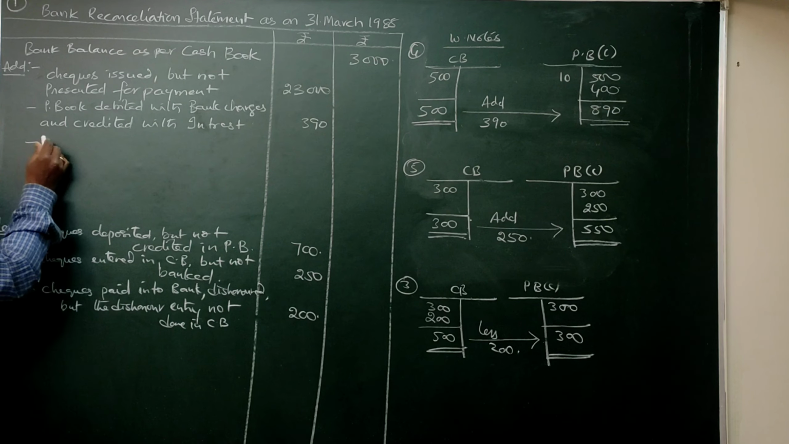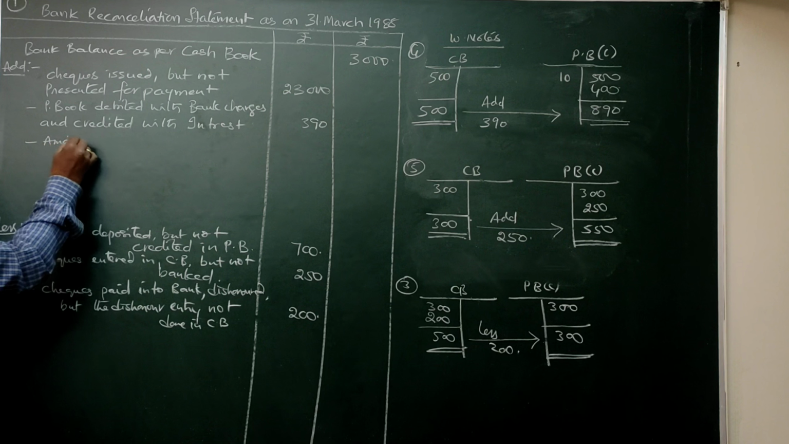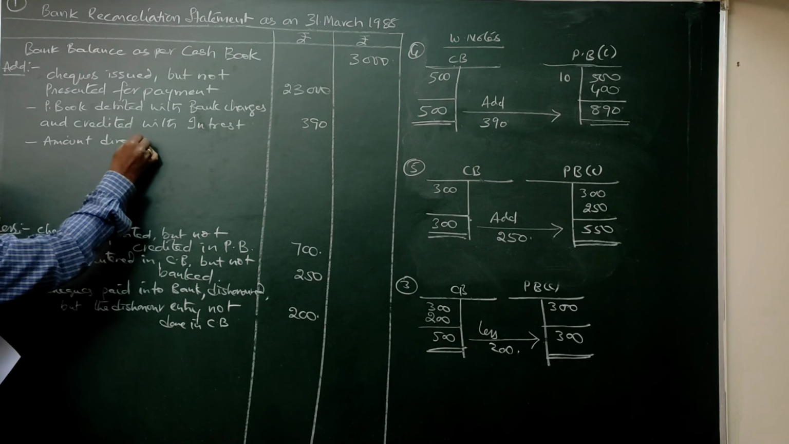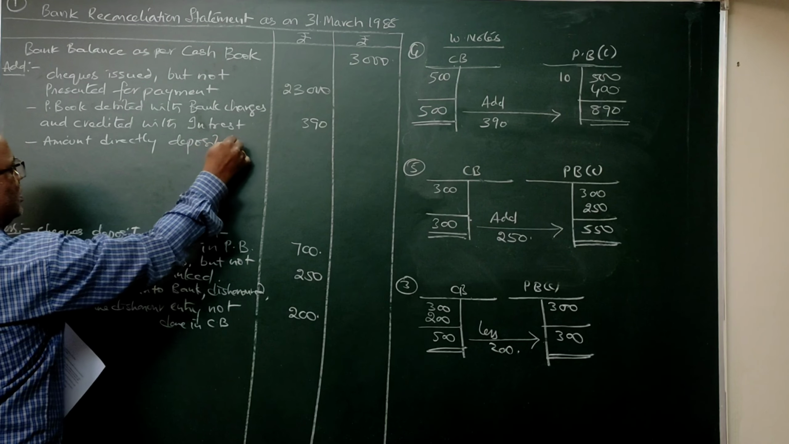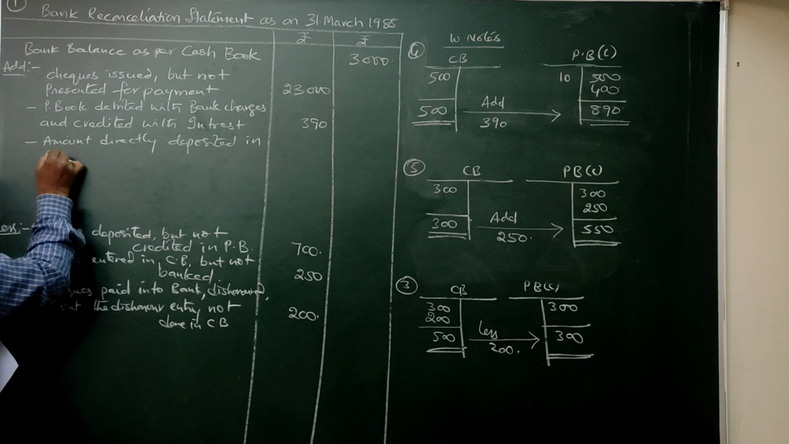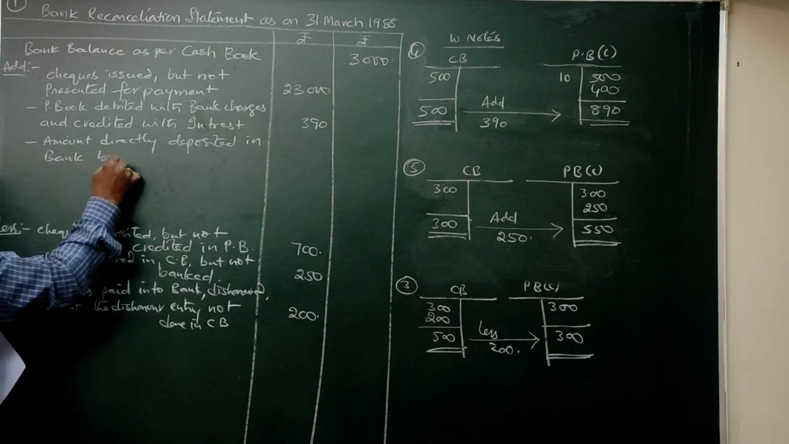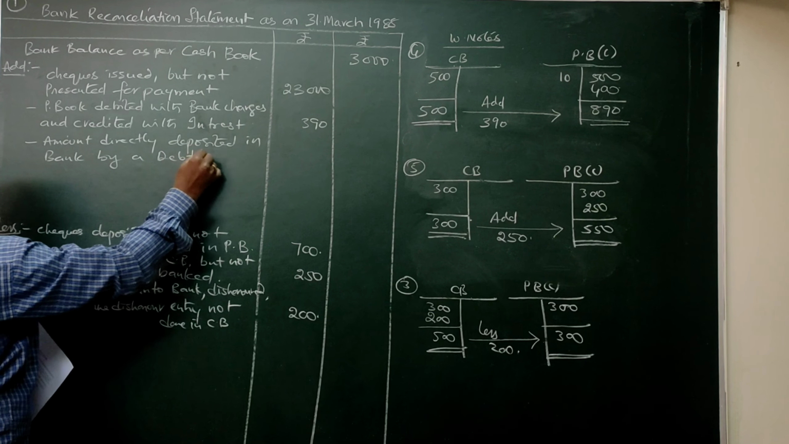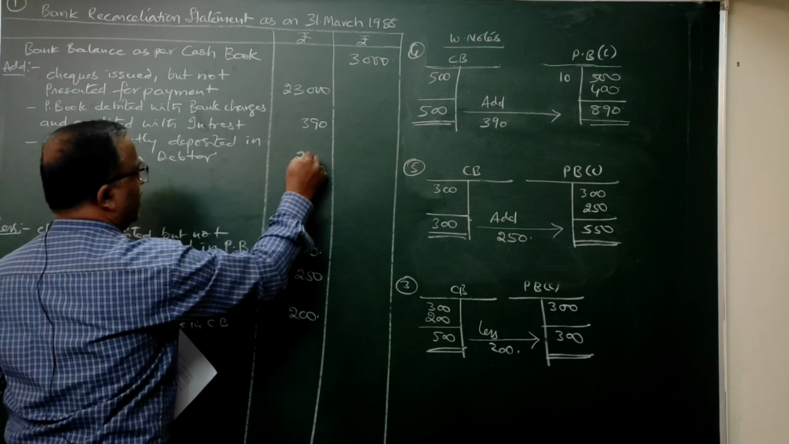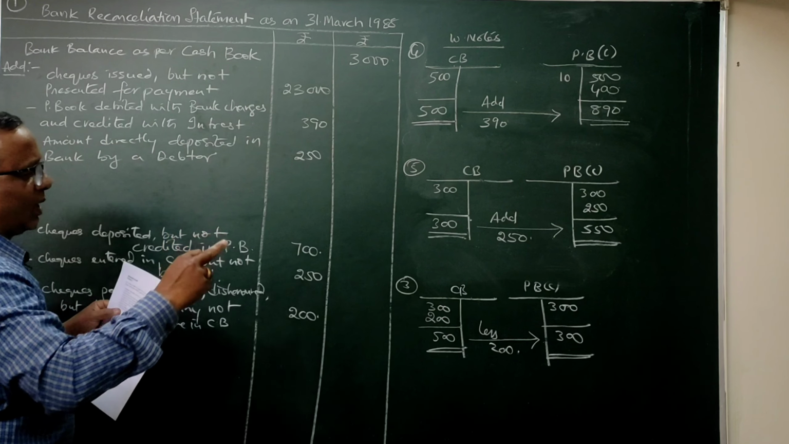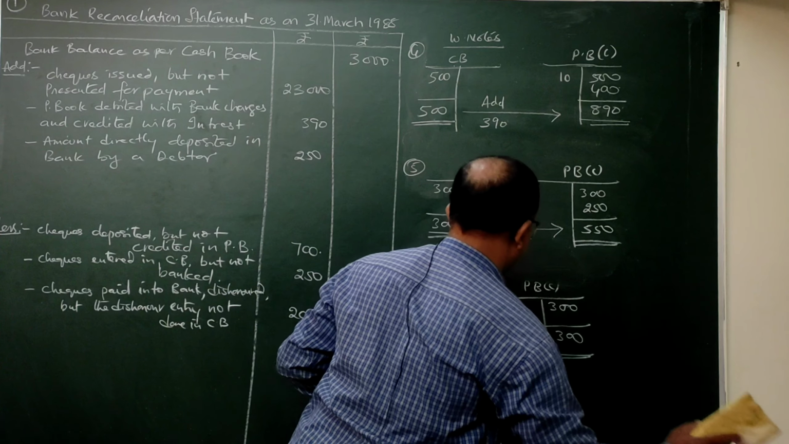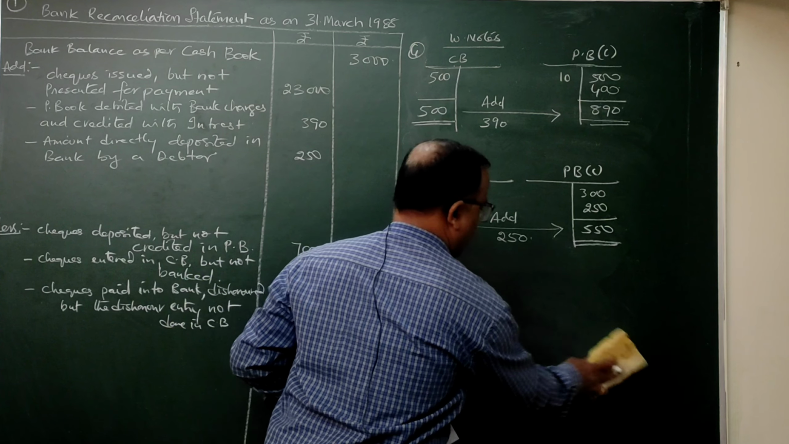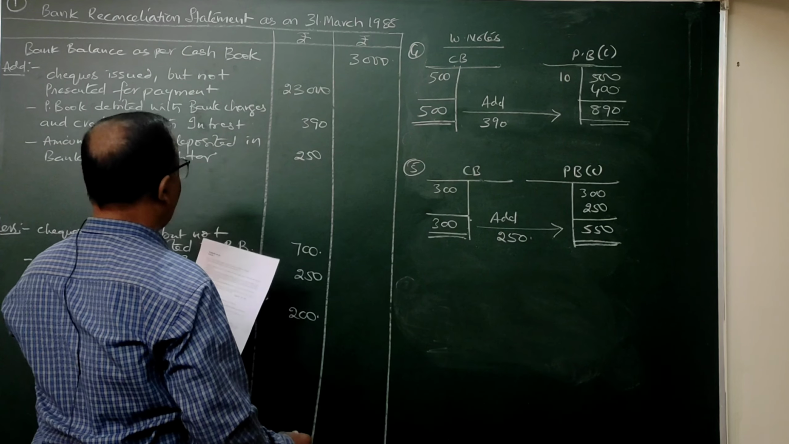So simply what you will say: amount directly deposited in bank by a debtor. How much? 250. Okay, I hope you have understood the working there. Now the problem is completed.